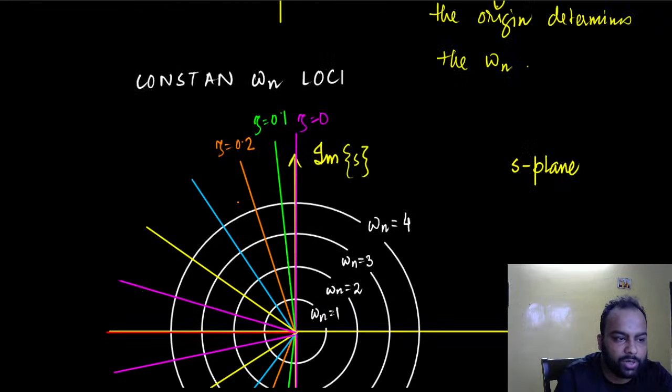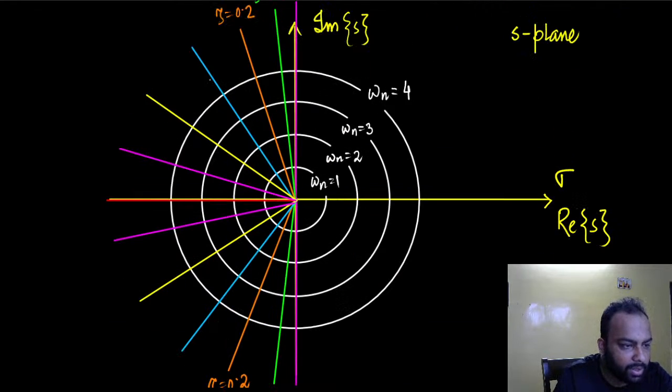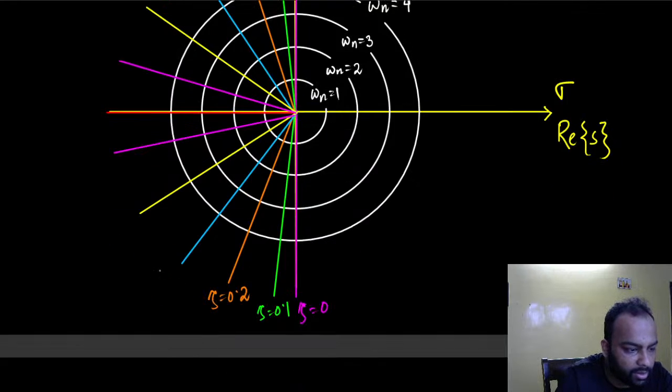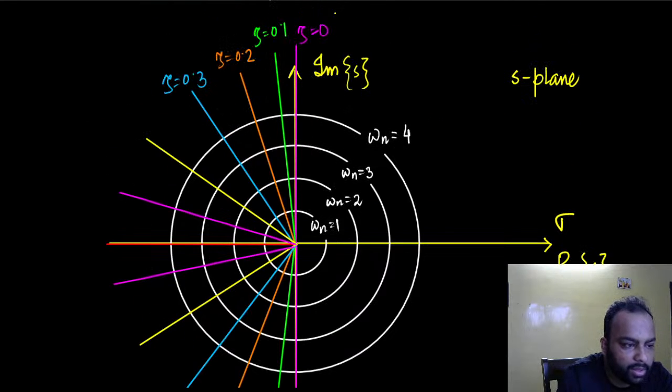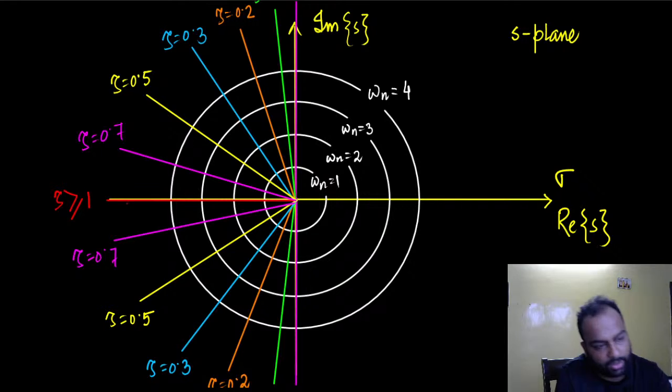Zeta values would actually depend on the angle. You already understand that. So say this is zeta equal to 0.3. This is say zeta equal to 0.5. This is zeta equal to 0.7. And this red one is denoting zeta greater than or equal to 1.